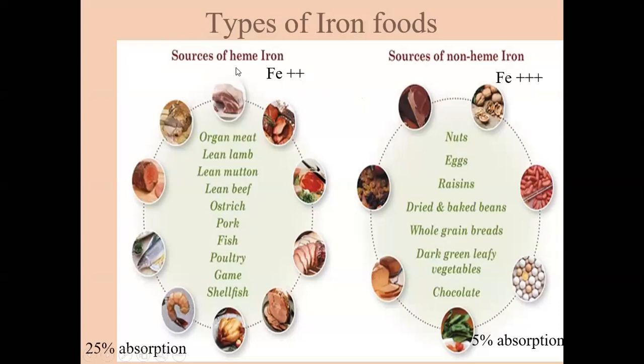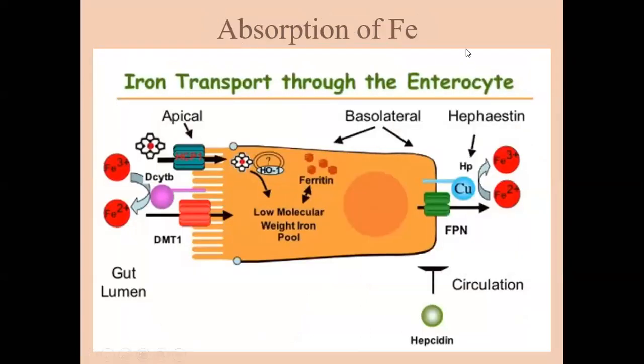You remember there is heme iron, that is ferrous, and non-heme iron, ferric. Non-heme iron is present in all vegetarian food, and heme iron is present in all non-vegetarian food. All the details you read. This is important: how does absorption of iron occur?